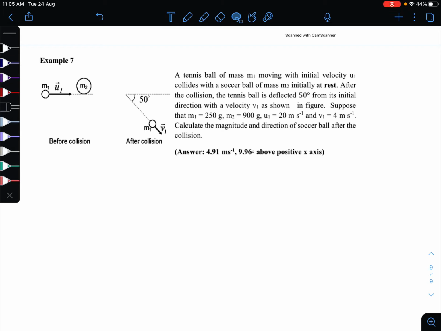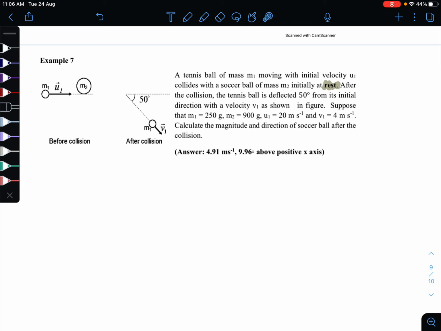So here we are going to look at example 7 from notes chapter 3. What we have in the question is a tennis ball of mass m1 moving with initial velocity u1 collides with a soccer ball of mass m2 initially at rest. So we have two balls, a tennis ball and a soccer ball. One is moving with initial velocity u1 and the other one is initially at rest. Maksudnya, it is not moving.